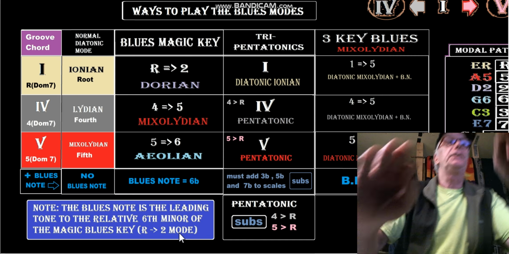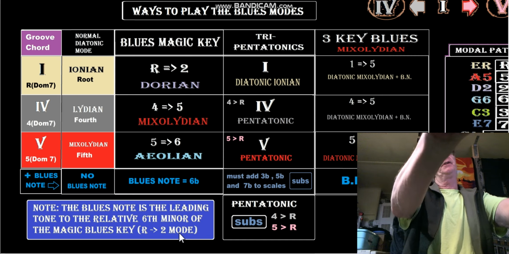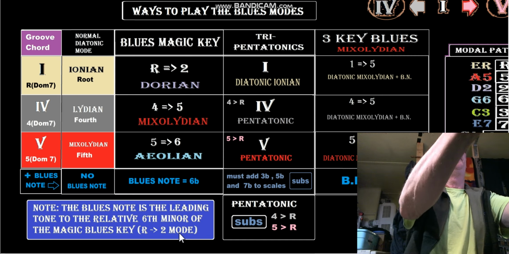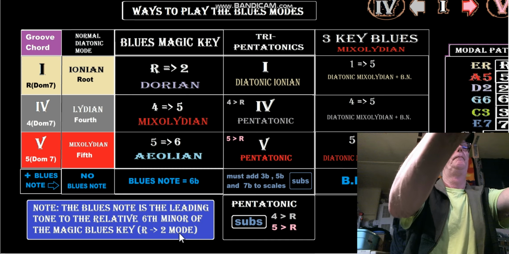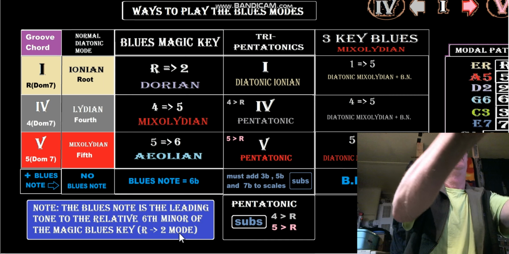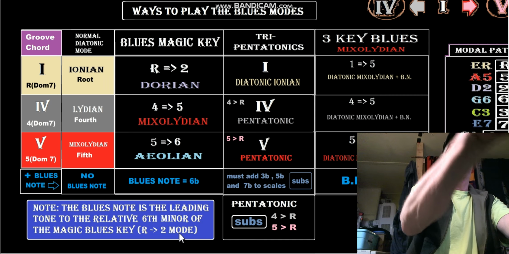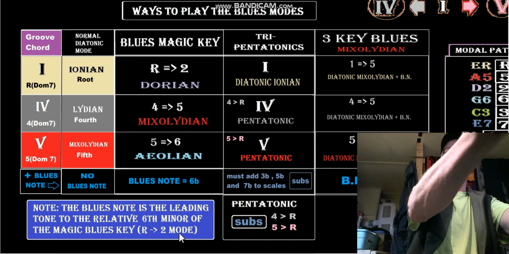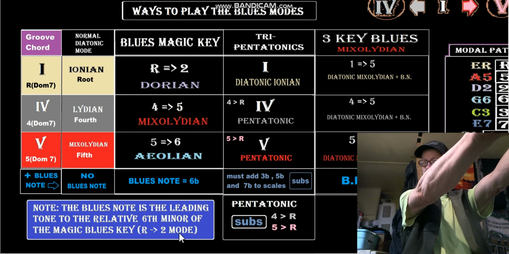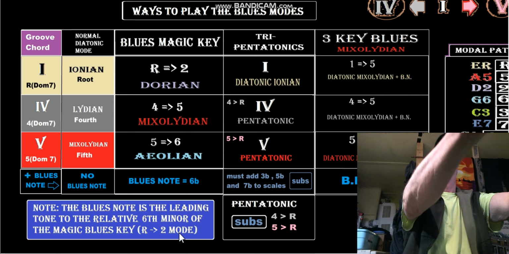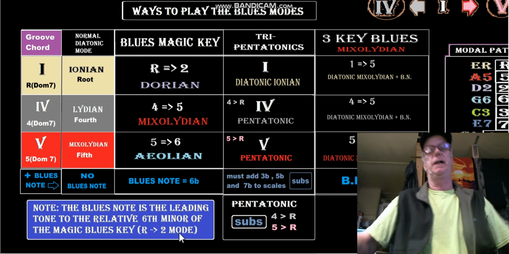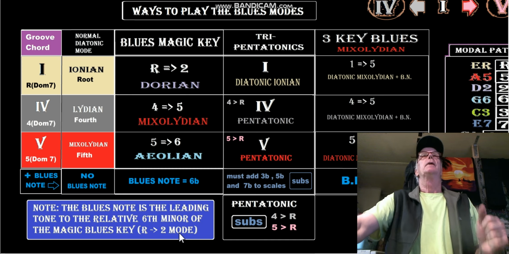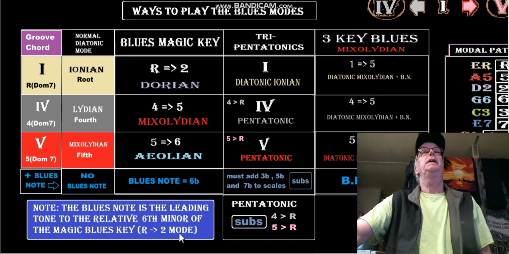You see it all the time in songs that go like, here's the leading tone. There's the root minor, the 6th of its parent. Okay, so that's why, that's what the blues note is.